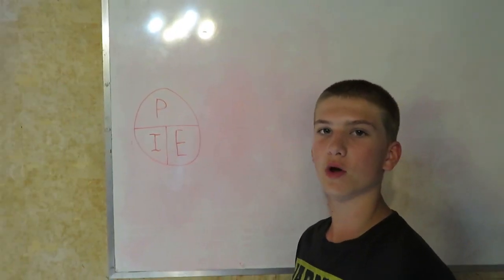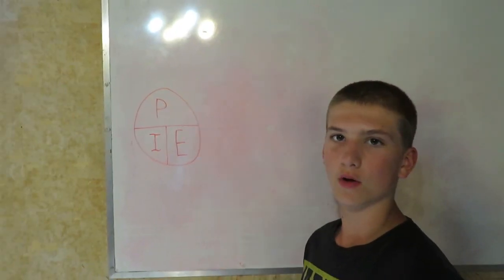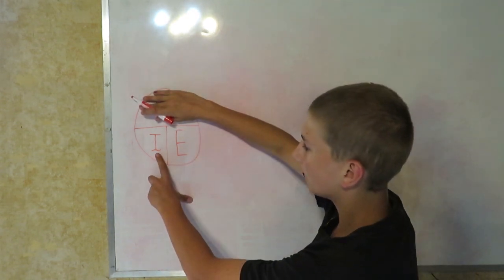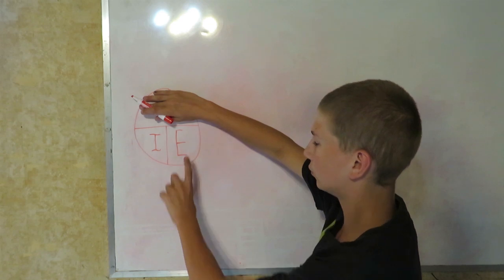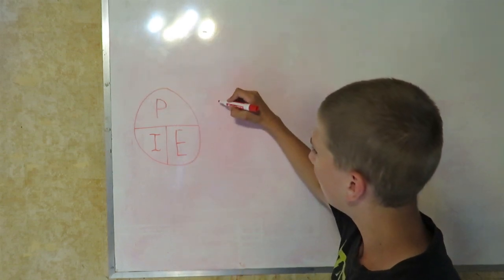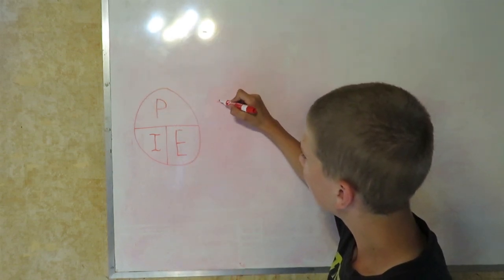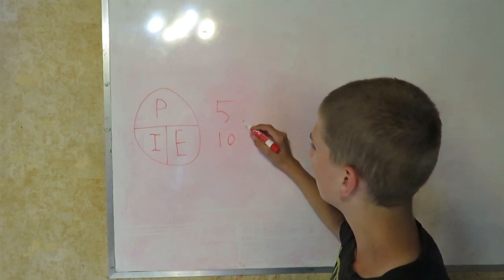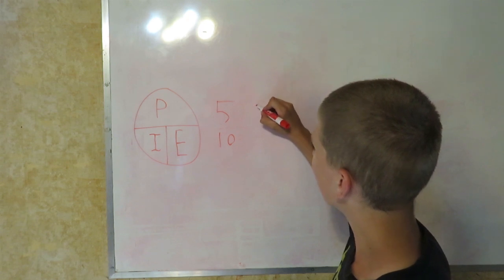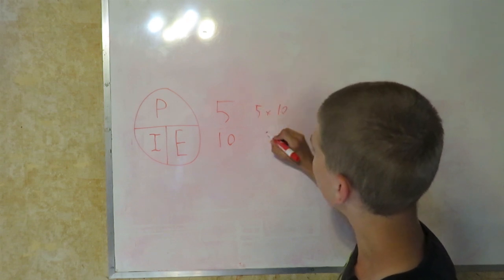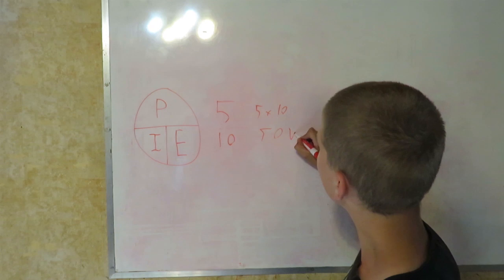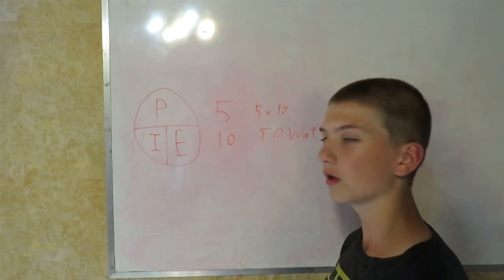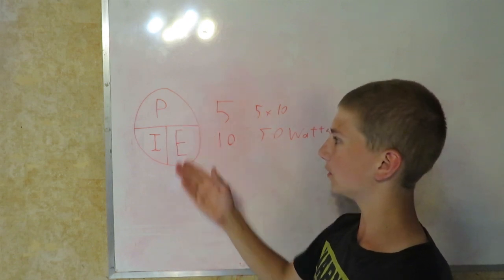Alright, so let's say we want to find out watts. So what we'll do is we can cover this up, and we know that current multiplied by voltage will give us our wattage. So let's say we had 5 amps and we had 10 volts. So you multiply these two numbers together to give us 50 watts. And that's how we figure out how many watts.